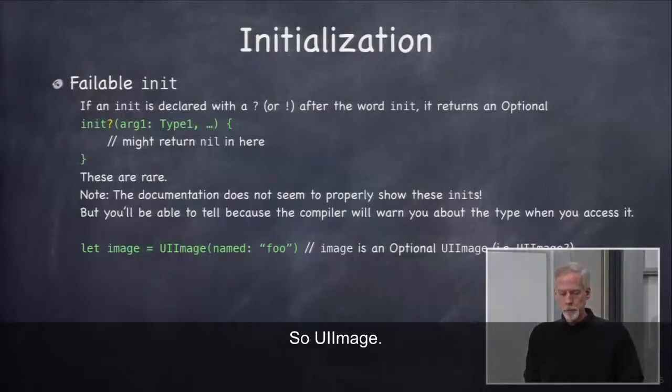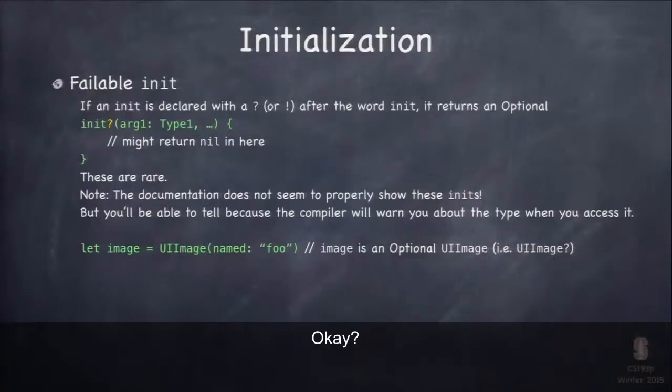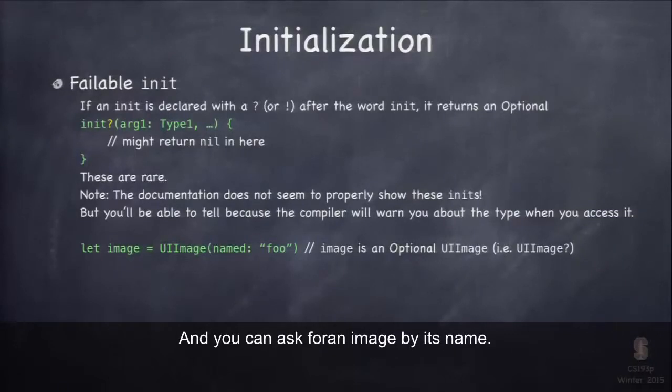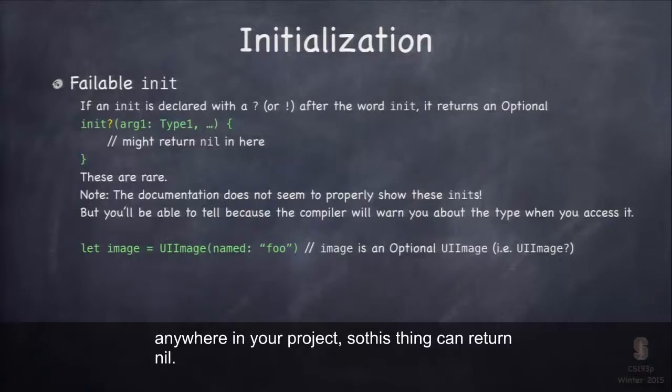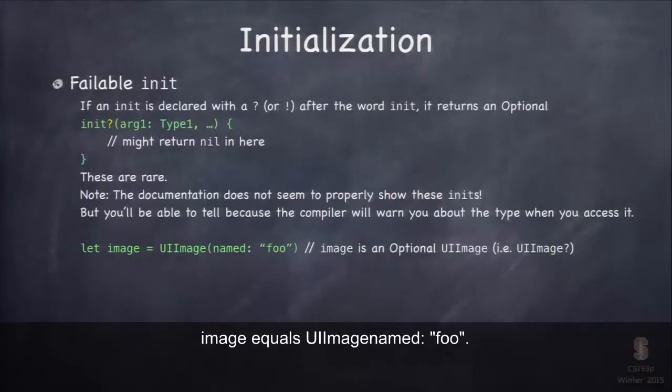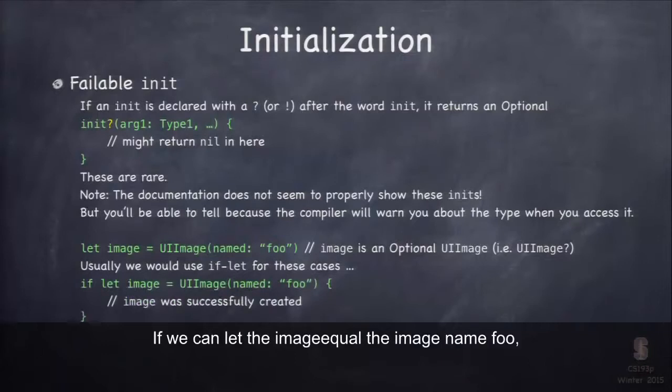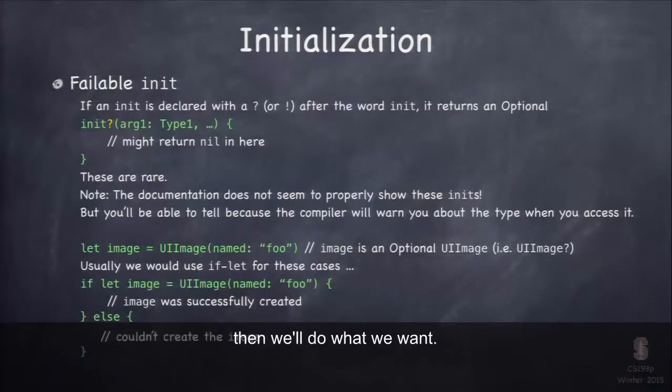So let's look at an example of this. So UIImage, okay, it's a class in UIKit. And it returns an image. And you can ask for an image by its name. But of course, that image named that might not be anywhere in your project. So this thing can return nil. So in this case right here, image equals UIImage named foo. Image is an optional UIImage. Even though I'm calling an initializer there, right? It could fail. So usually what we do in this case is we use if let. Right? If we can let the image equal the image named foo, then we'll do what we want. Otherwise, we couldn't find it, so we'll do whatever we do in that case. Okay? So watch out for those. There's very few of them, a few dozen at the most.